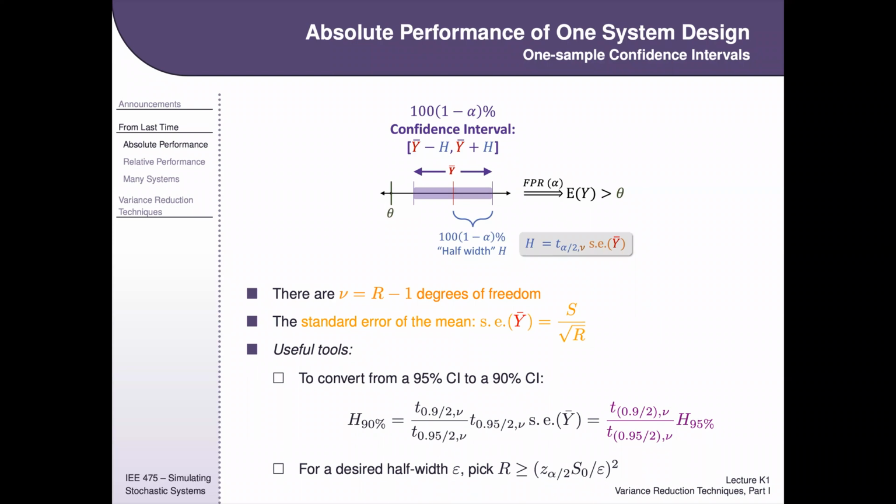And I can plug that in, figure out how many replications, say it's 100, subtract off the few replications I've already run in my pilot study, and run the balance. And then I hopefully will meet the half-width requirement. So that's absolute performance estimation.